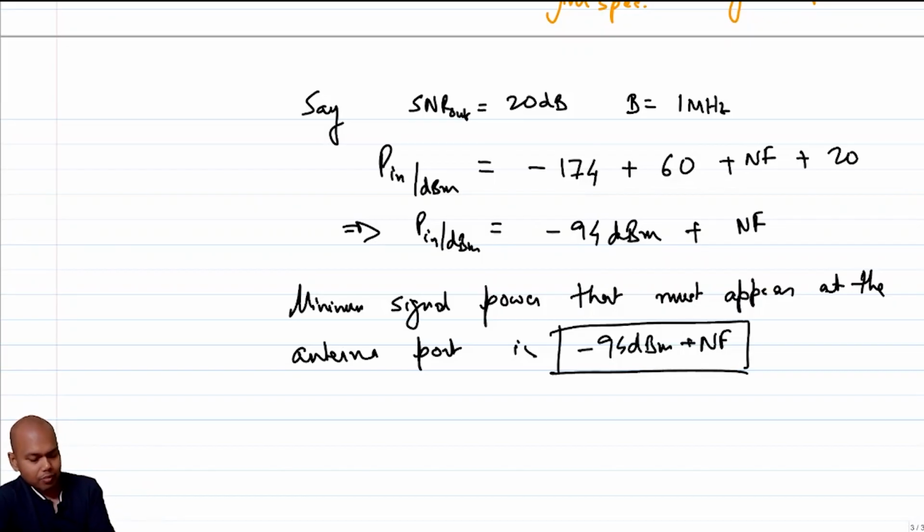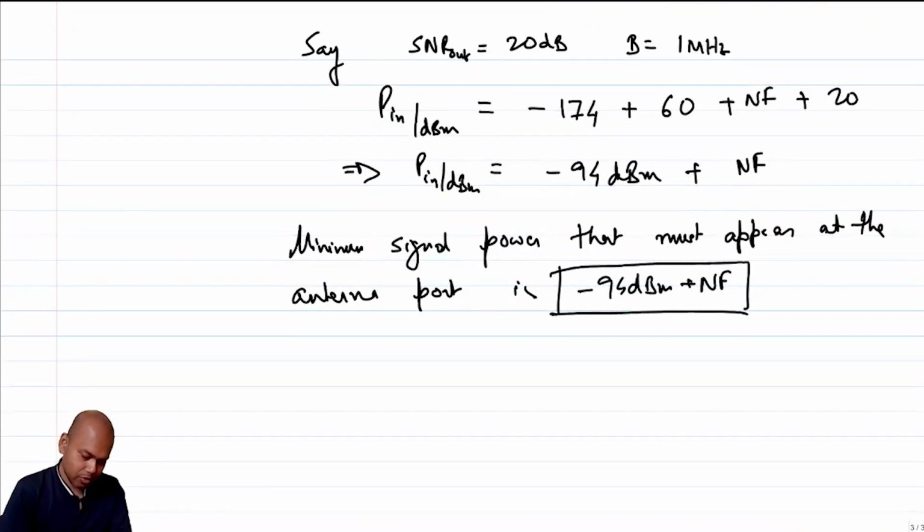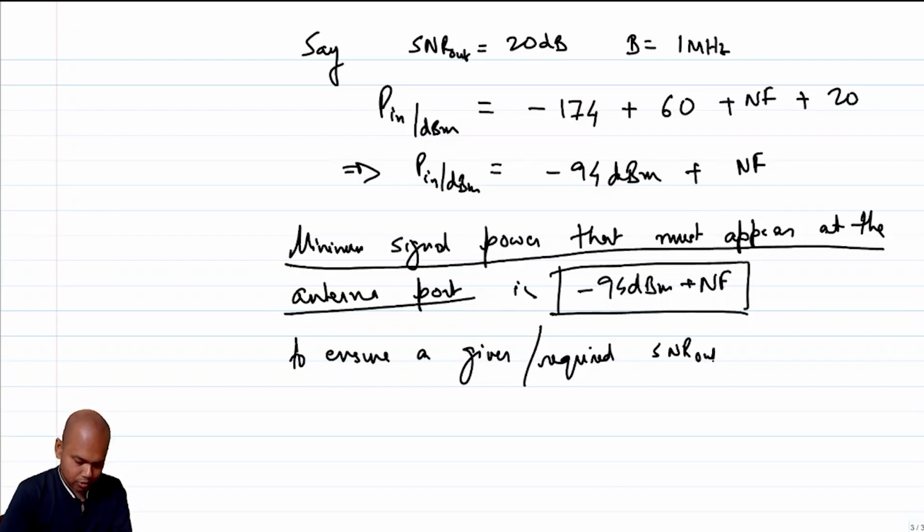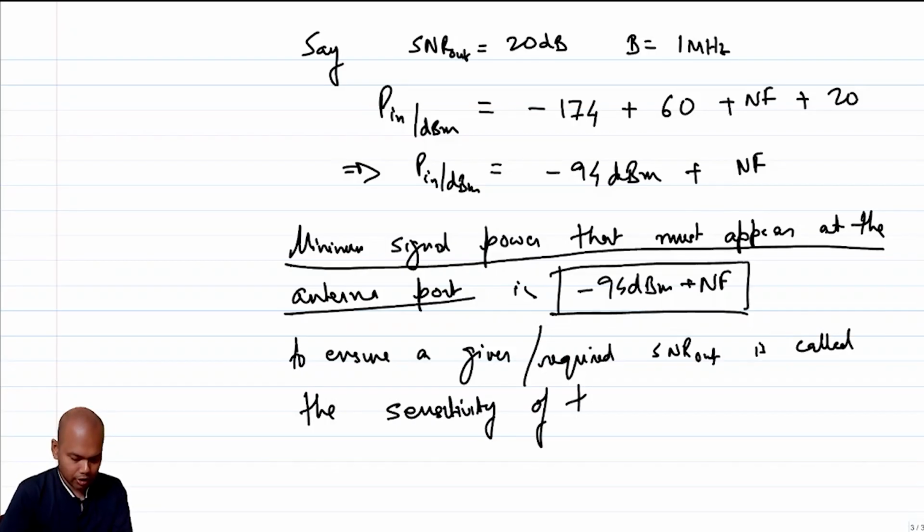Then what is your noise figure telling us? Let me define this: whatever minimum signal power must appear at the antenna port to ensure a given or required SNR out is called the sensitivity of the RX.